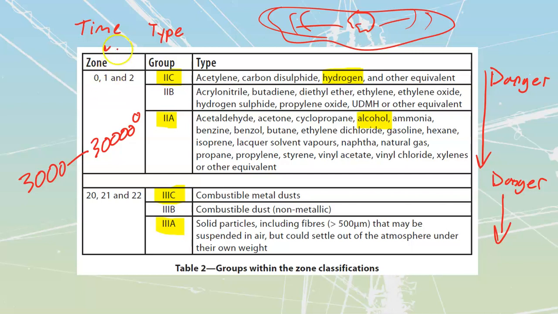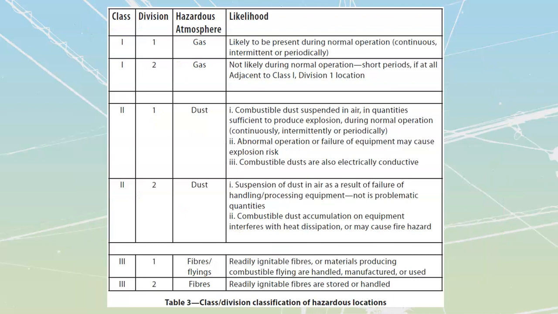Previous to what we had over here, where we had zone, which was our time period of exposure, and group, which was our type of exposure, we had class and div.